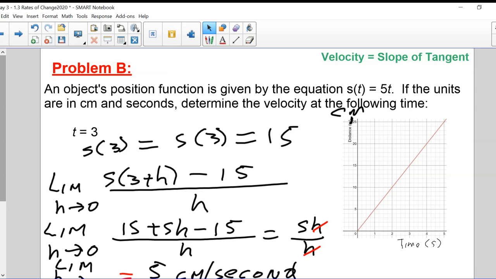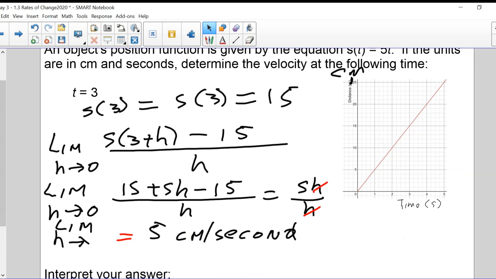So I just wanted to make sure we got that clear in our minds. Whatever number you put into this function, whether it was 3 or 7 or 8 or 52, that answer would still be 5 centimeters per second. If I put in 4, then I'd have 5 times 4, which is 20, but that's minusing 20 over here. And that's why that is going to give you the same result every single time for linear functions.